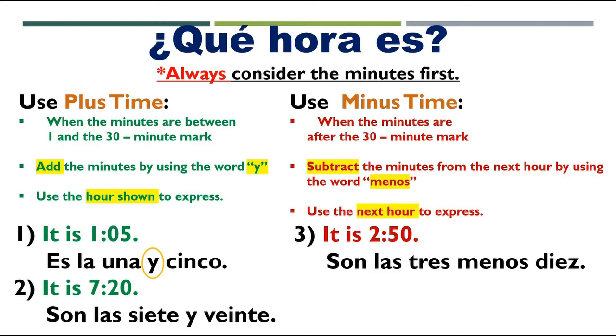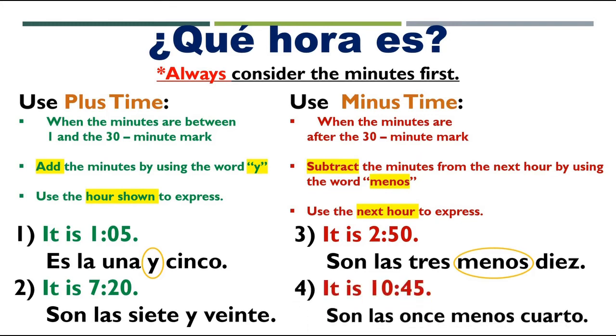So now we have son las tres. That's the hour. Now we have to subtract. We're going to subtract 50, the minutes that are on the clock, from 60, a completed hour. 60 minus 50 is 10. So now we know how many to subtract. We use the word menos to subtract. Now we have son las tres menos diez. It is 2:50, but you can also express that by saying it is 10 minutes until 3.